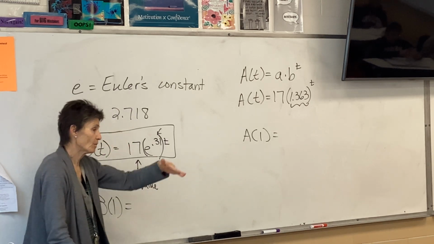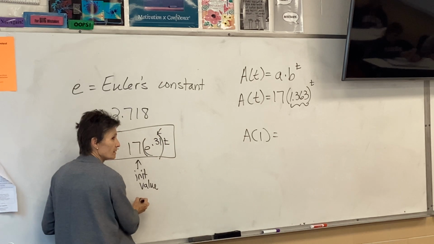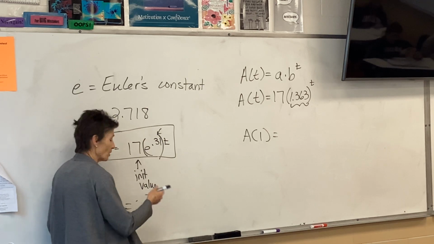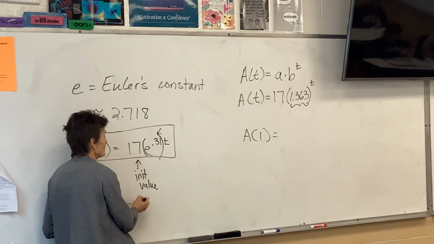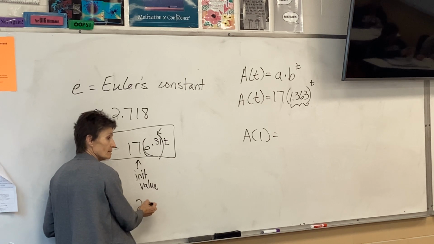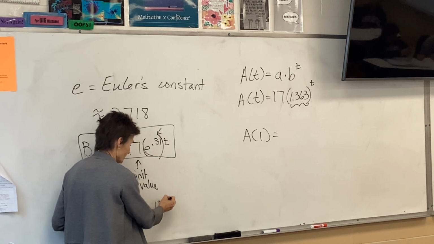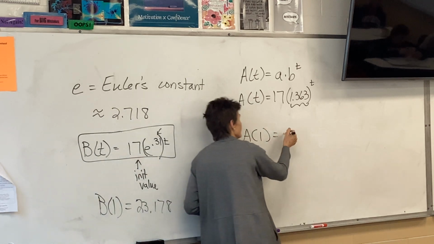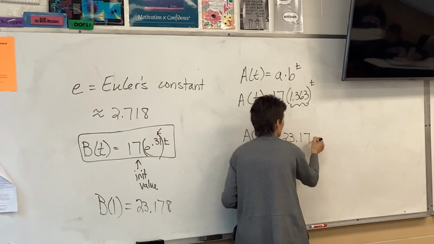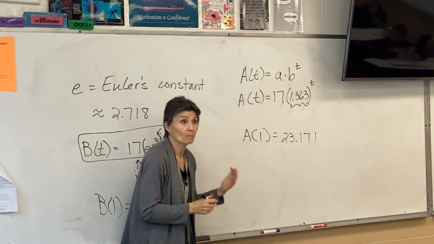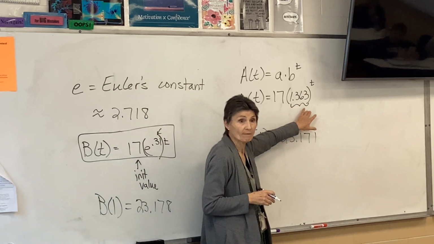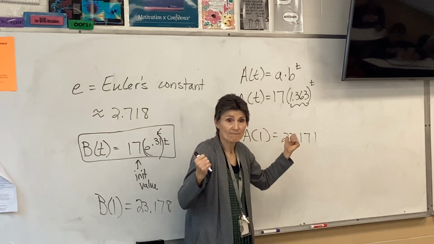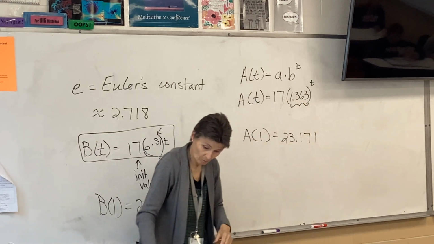All right, what did you guys get over here on Quinn's side? 23.178. All right, and what did we get over here? 23.171. Okay, they're off a little, but we knew that would happen because I rounded that off. But these are exactly the same equation. They're going to give you the same values. This one, you can tell what your growth constant is.